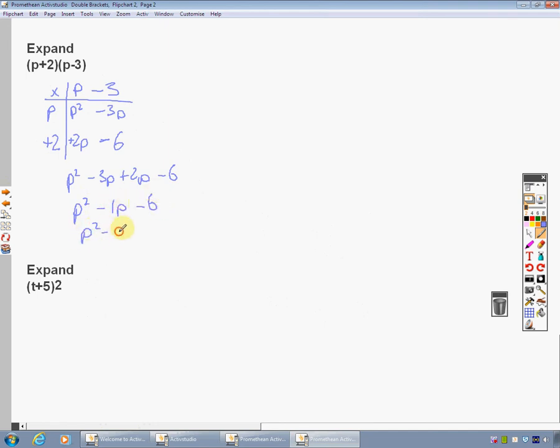And that there would be 3 marks. 1 for there, sorry the colour didn't change. 1 there, 1 there, and 1 for either of those.